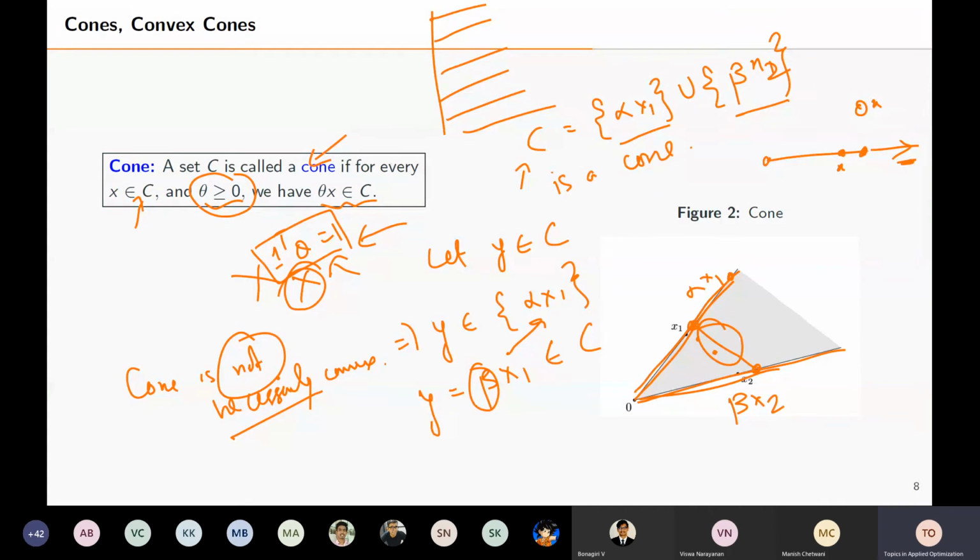Okay. So there are quite a few examples. Yes. We can consider a line instead of a line segment. Yeah. So if you consider a line, then both ways it's valid. So it's convex as well as a cone. But the otherwise is not true.